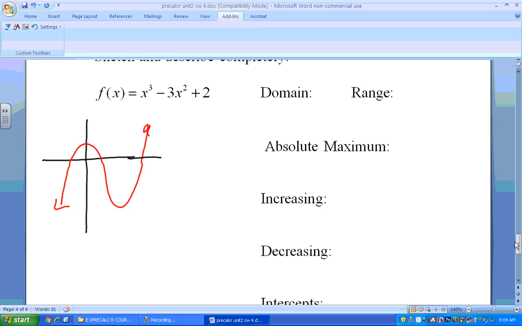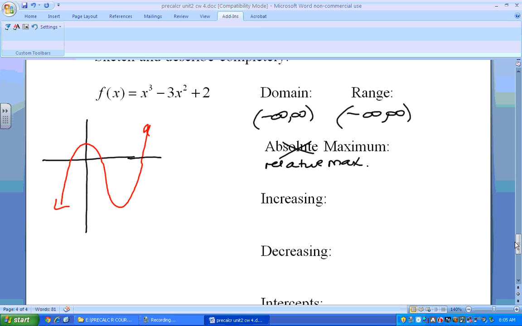Okay. What's the domain for this function? All real numbers. What's the range for this? All real numbers. Does it have an absolute maximum? No, it keeps on going up and up. Does it have an absolute minimum? No, it keeps on going down and down. No absolute. Does it have a relative maximum? Okay, let's work on its relative maximum.